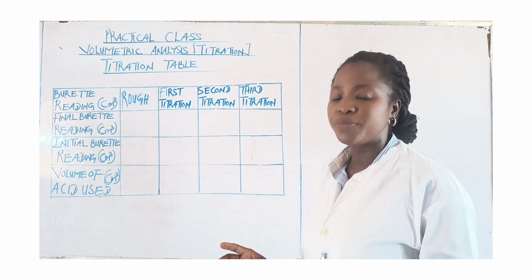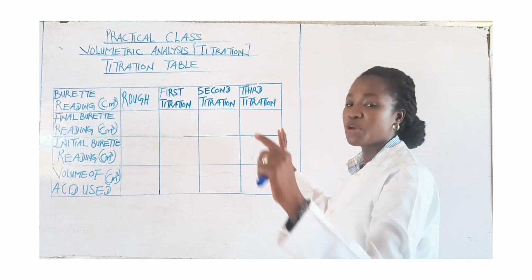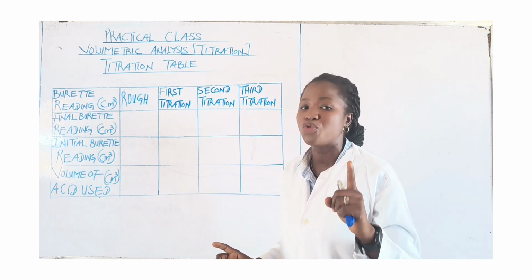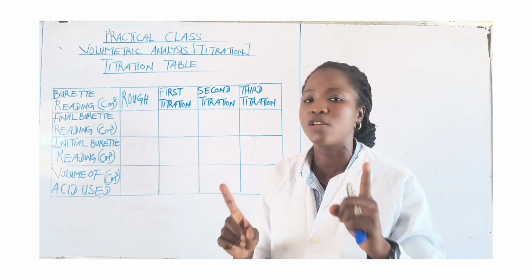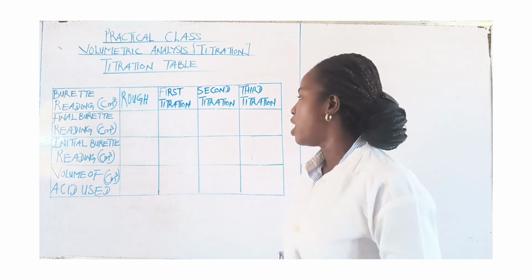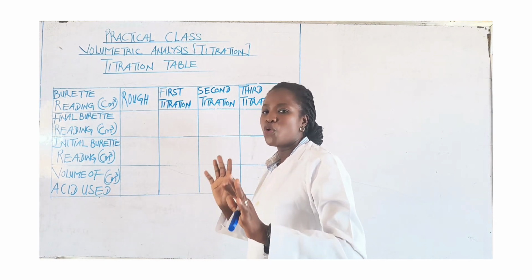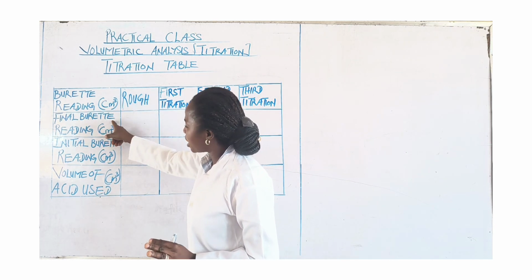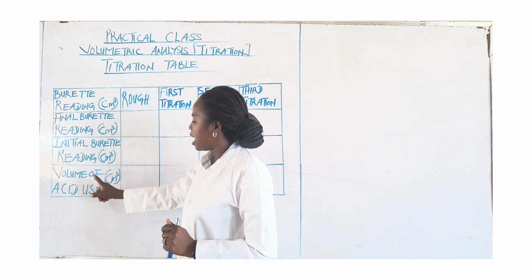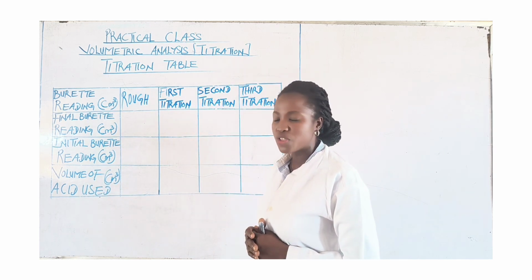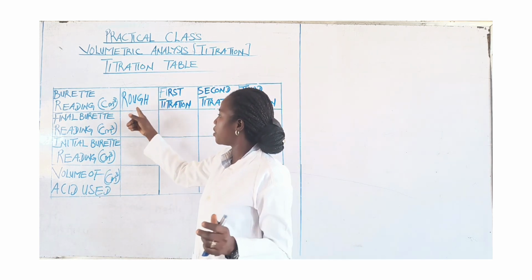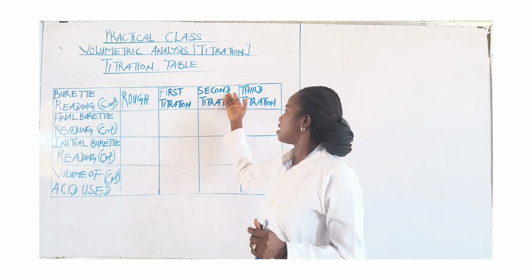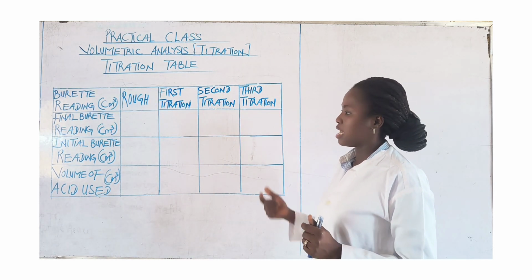You must draw your table. They will not draw the table for you. You are going to draw the table on the plain paper with your pen. You don't use pencil in practical chemistry class. Do not use pencil, there's a penalty for doing so. So please go with your pen and your ruler, everything very neat. Remember: burette reading, final burette reading, initial burette reading, and volume of acid used. Good. So now we have another row, we call it ROV. Then we have the first titration, the second titration, and the third titration.